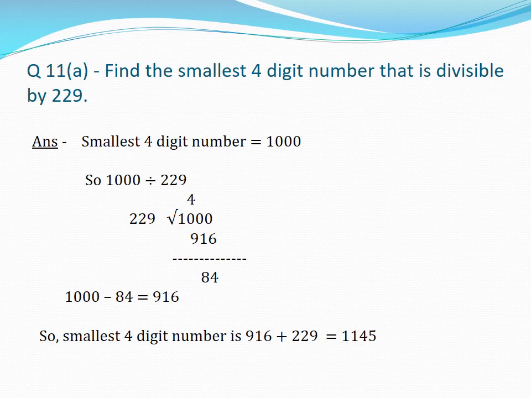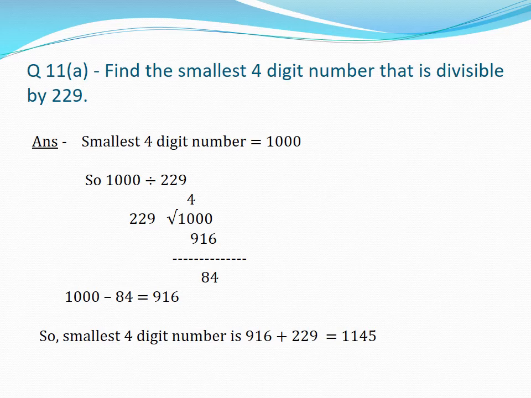Question number 11, A part. Find the smallest 4-digit number that is divisible by 229. Now you have to find out the smallest number. You know how to write the smallest 4-digit number? That is 1 with 3 zeros. Okay. Now divide it by 229. 229 4s are 916. Remainder is 84.